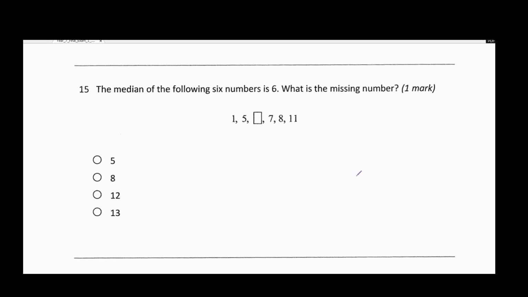The median of the following 6 numbers is 6. What is the missing number? So median means middle number. Median is middle number.